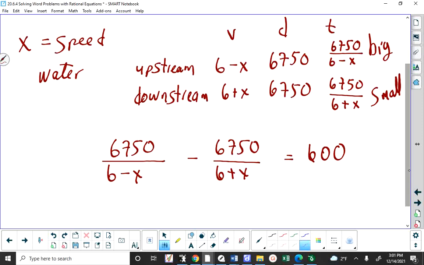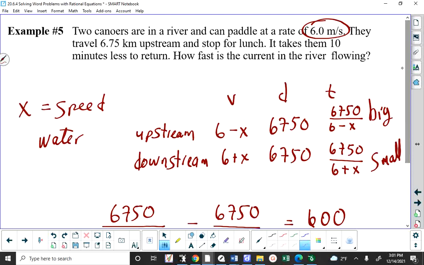All of my units were meters per second and meters. This is in meters per second. The 6750 was in meters. That means my time has to be in seconds. The units have to be consistent. So unless I'm mistaken, 10 minutes is 600 seconds, I hope. 60 seconds per minute. 10 times 60 is 600. So there's the equation that you would have to solve.